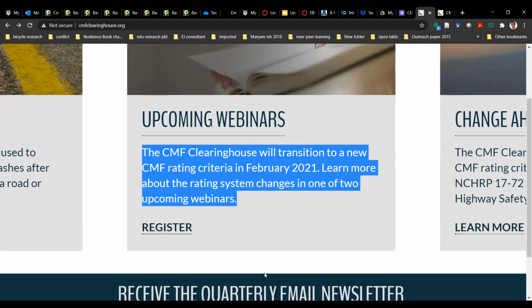And there is a webinar coming up on how they are updating that rating criteria. But I still expect that rating criteria to become more rigorous, even better. So I expect the star rating to become even more reliable in the near future. So definitely, if you're not sure if your CMF accounts for anything, look for the star rating.